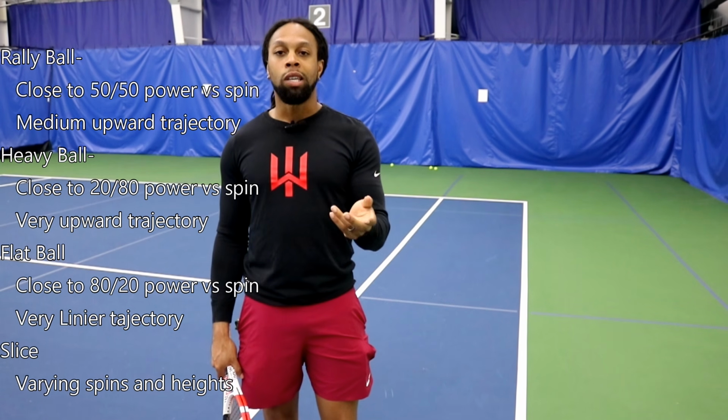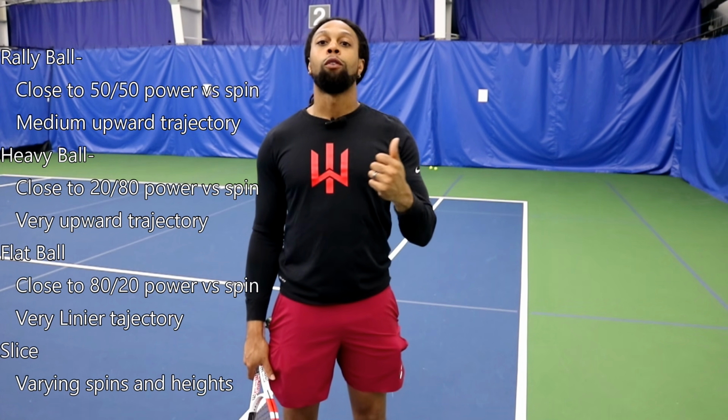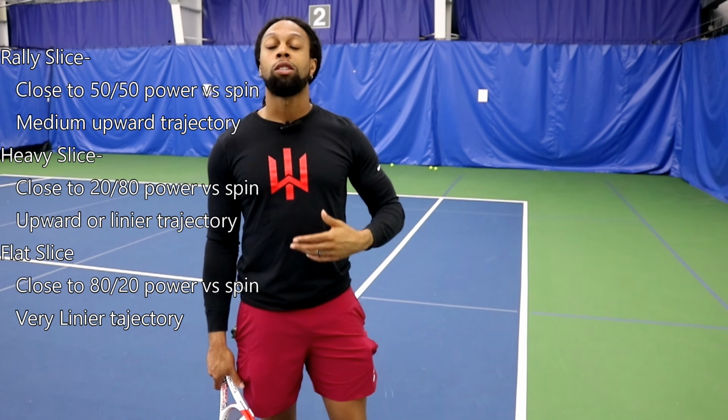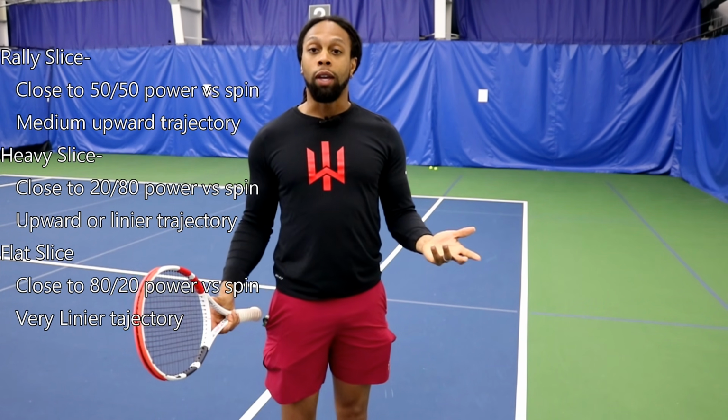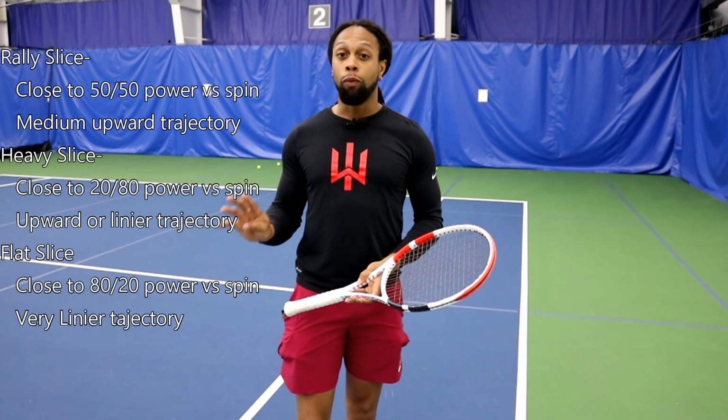Now, when I say that there's 6, we can actually take the slice and divide it into the same 3 categories. You can have a rallying type of slice, a flatter slice, or a heavier slice. So for the clarification, make sure you understand that no matter what, you're always going to be hitting one of those 4 shots. Now, in terms of the main 3, which are flat, rally, and heavy, they are based off of your racket moving toward the ball in a certain trajectory.